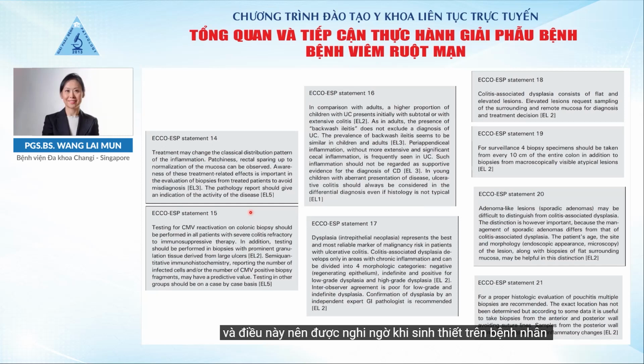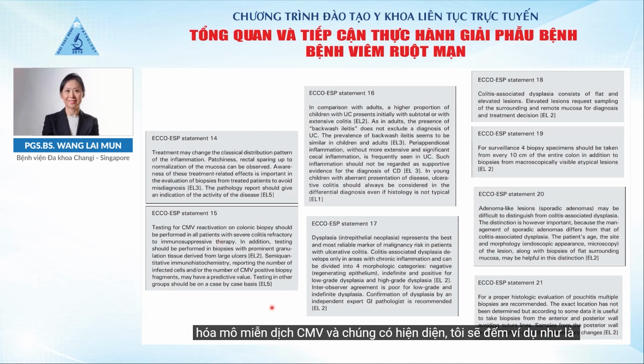And this should be suspected when biopsies are received from a patient who is having an active flare of ulcerative colitis with ongoing treatment. So when you see large ulcer or ulcer slough, please look out for CMV inclusion. And even if you don't see any, please also do an immunohistochemistry to confirm.